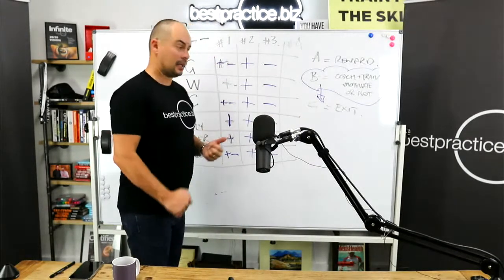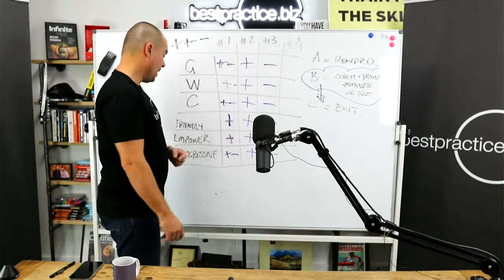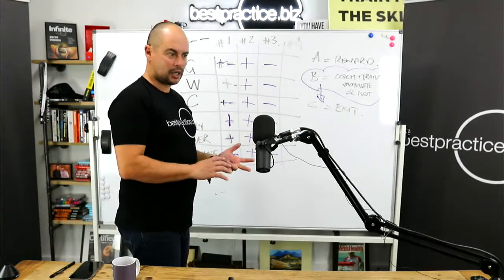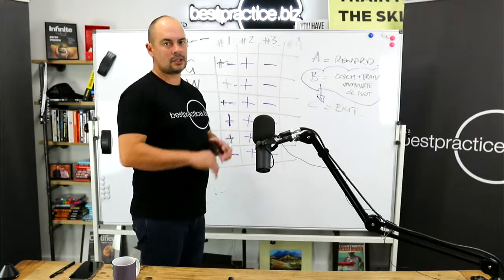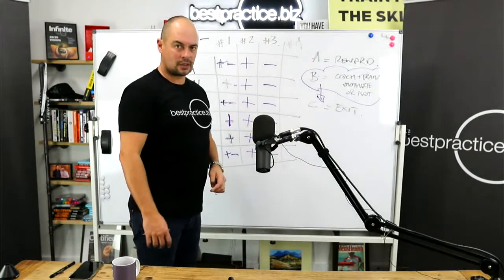Remember, our A players are the people that are friendly all the time. They're contributing to the team. They are the battery chargers. They're not a battery drainer. They're a battery charger. So if we've got all battery chargers, we've got lots of positive energy, and it's easier for the organization to achieve its goals.